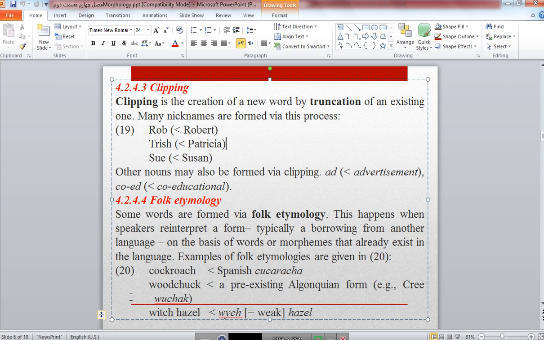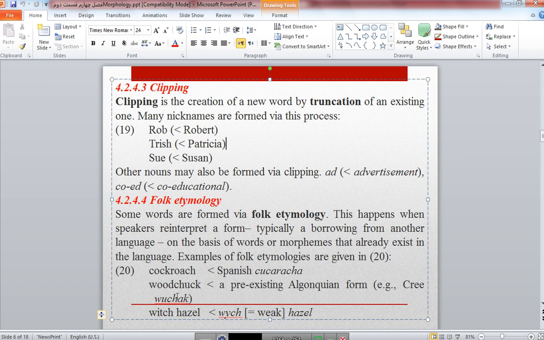Cockroach, for example. This is a kind of Spanish word. We get it from the Spanish word cucaracha, so we borrow it into the English language and pronounce it cockroach. You see here.